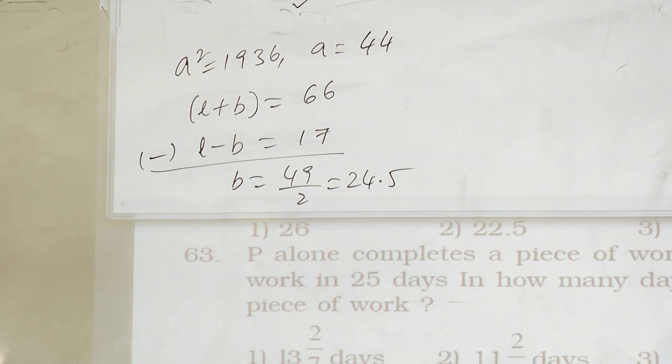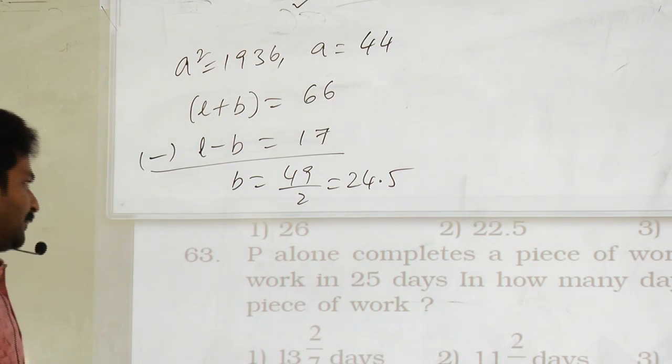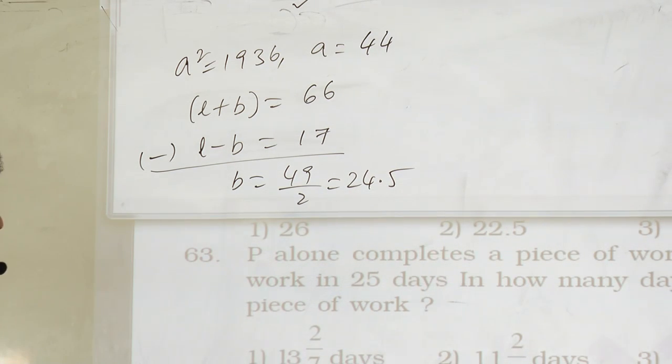P alone completes a piece of work in 20 days and Q alone completes the same piece of work in 25 days. In how many days will both P and Q together complete the same piece of work? Right.